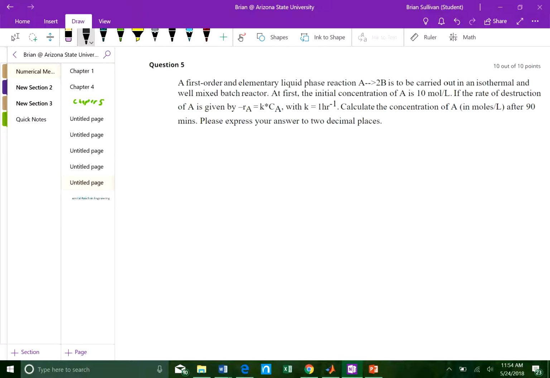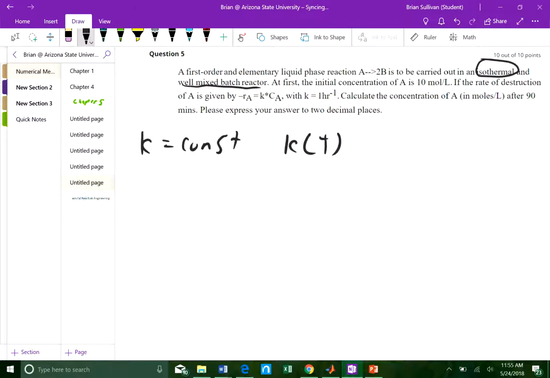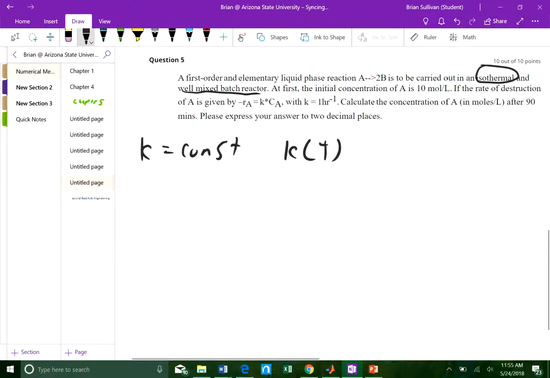So, isothermal and well-mixed batch reactor. They gave us two things. They said isothermal, and they say well-mixed batch reactor. So what do I get from isothermal? Well, I get that k is a constant, because the rate constant is dependent upon temperature. It's a function of temperature, and if temperature is constant, the rate constant is constant.